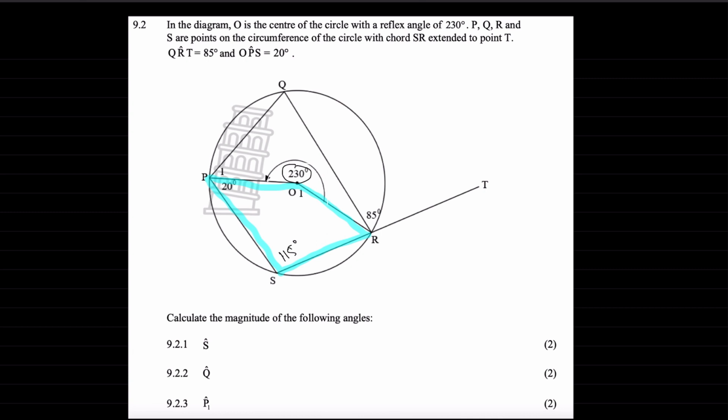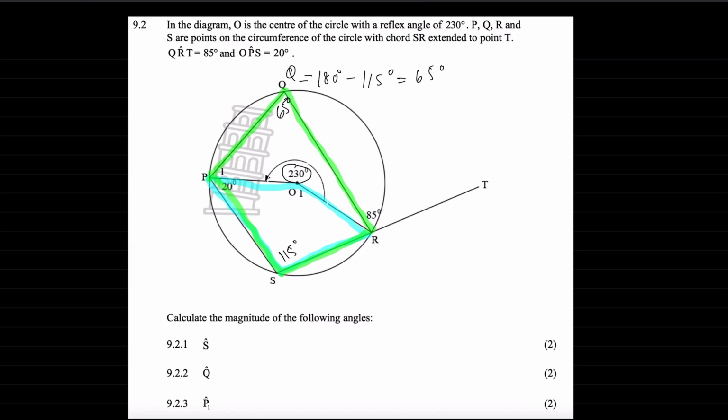Next question, 9.2.2. Calculate angle Q. Now, to solve angle Q, what we need to do is look at this entire shape right here. That is a cyclic quadrilateral. And we know that the opposite angles of a cyclic quadrilateral are supplementary, meaning that to get angle Q, we just need to say 180 degrees minus 115, and that gives us 65 degrees.